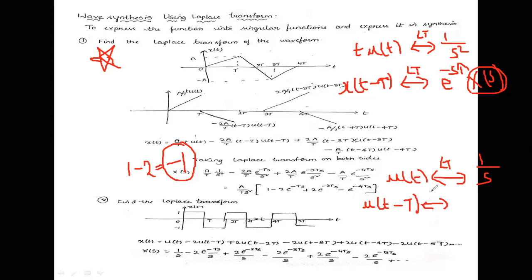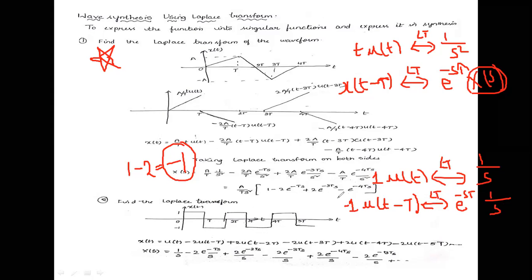What is the Laplace transformation for this one? E power minus sT into 1 by s. Okay, what is the slope here? Not the slope, again I am saying, not the slope, my dear students, it is a magnitude. And here the magnitude is minus 1.